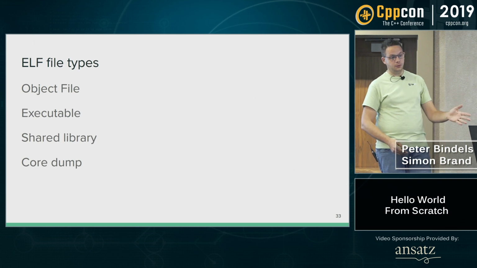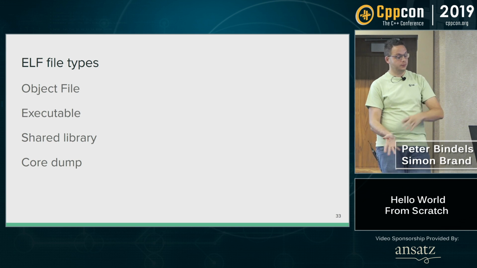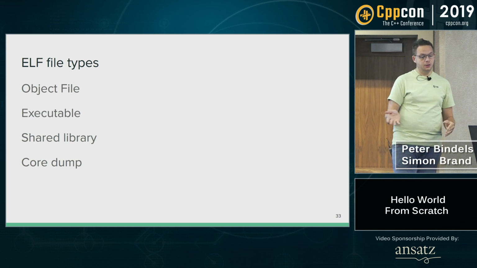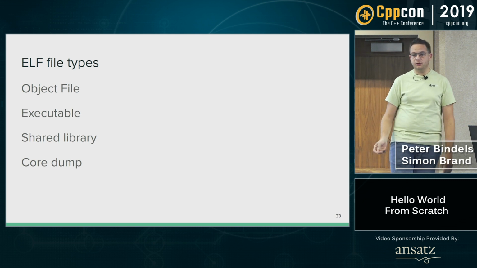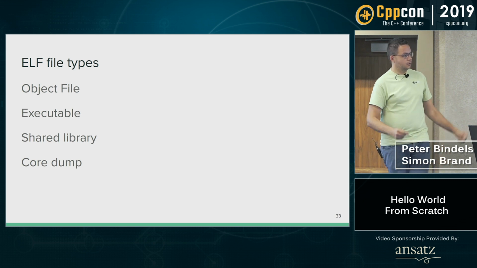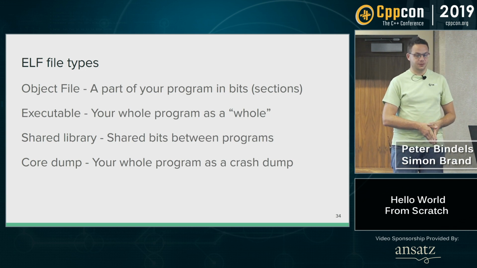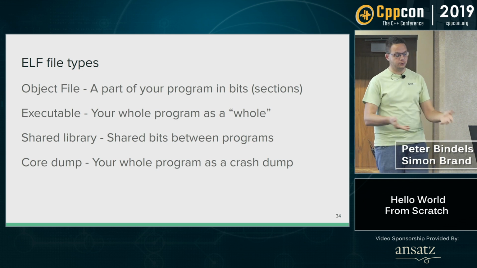So we have an object file, which is what your assembler outputs for your compiler for your linker to take. We have an executable, which is what your linker makes out of a bunch of object files. We have a shared library, which is equivalently what your compiler can make out of a set of object files, but it's not a whole program. And you have a core dump, which is what your program turns into as soon as it crashes. But it's still in the same file format. So if you can read ELF files, you can read the core dump just as you can read an executable.